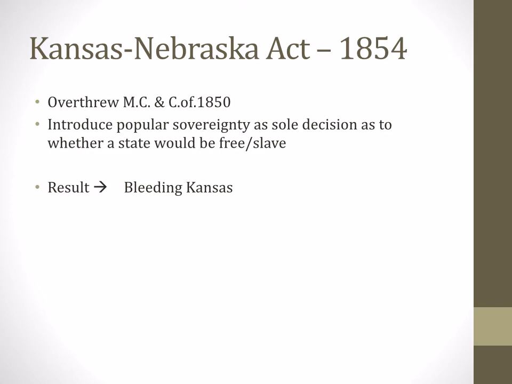So now we are on our third act about free and slave states, the Kansas-Nebraska Act. This occurred in 1854. It overthrew the Missouri Compromise and the Compromise of 1850. And it said they were going to introduce popular sovereignty as the sole decision as to whether a state would be free or slave. So the people in that state or territory were allowed to vote and say, we want to be slave or we want to be free. So the result was Bleeding Kansas.